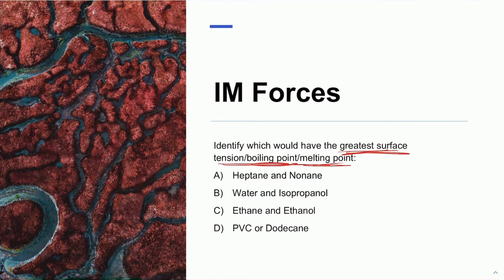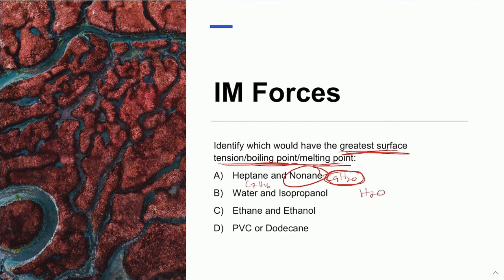Letter A says heptane or nonane. Heptane is just C7H16, and nonane would be C9H20, okay? In this case, nonane is bigger, and so it's going to have more intermolecular forces. Otherwise, these would both be London dispersion, but this has a longer carbon chain and more hydrogens, so it's bigger, and this would have stronger London dispersion forces, and thus greater surface tension, boiling point, and melting point.